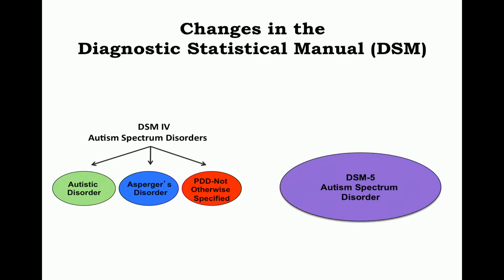What happened is that previously we had three different types of disorder, which were called autistic disorder, Asperger's disorder, and the pervasive developmental disorder not otherwise specified. In the new nosology, these three disorders have been put together into one category, which is called autism spectrum disorder. So we don't talk about autism anymore, we talk about autism spectrum disorders.